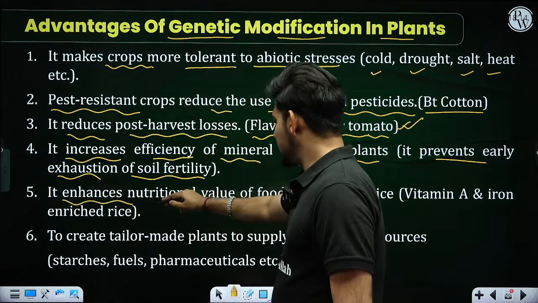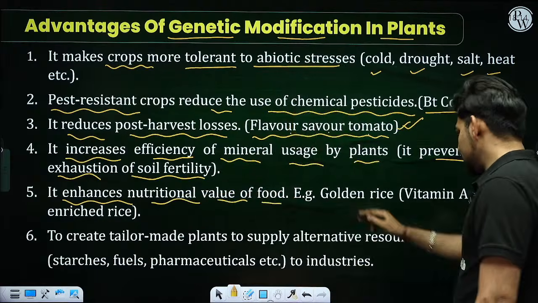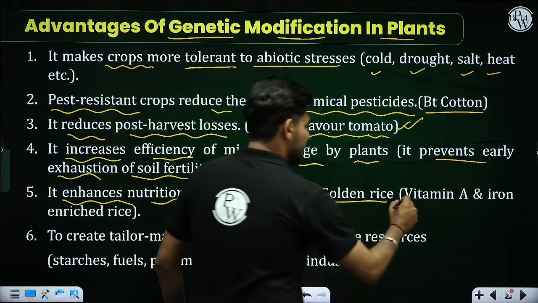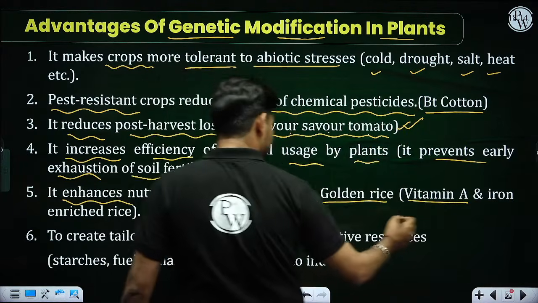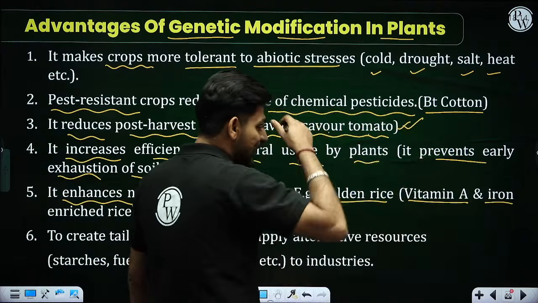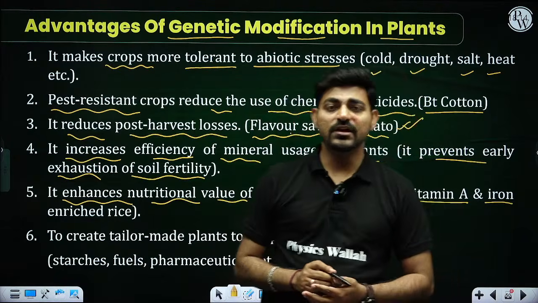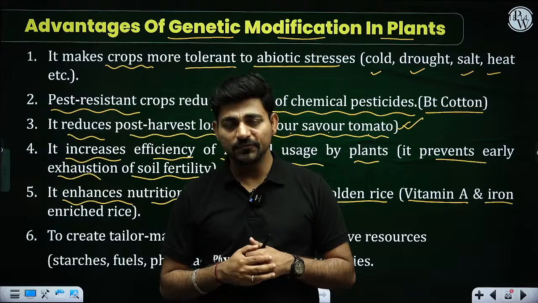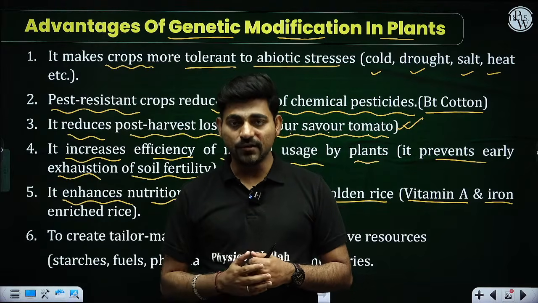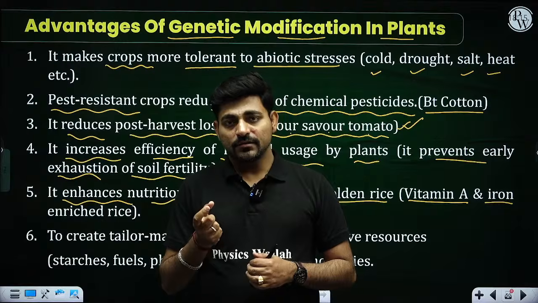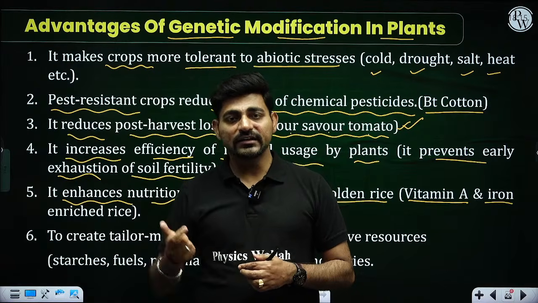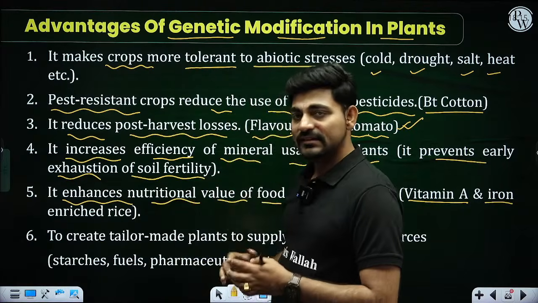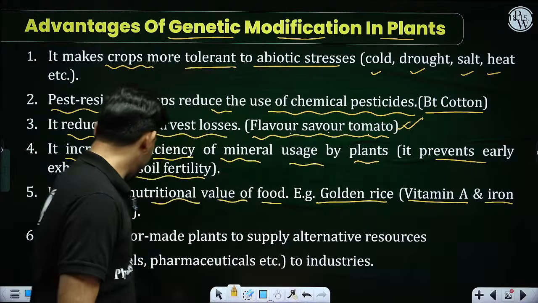It enhances the nutritional value of food, that is the example of golden rice. Golden rice is rich in vitamin A and iron. There was genetic modification done by combining the gene from the daffodil flower plant and a bacteria called Erwinia. So, scientists have taken genes from daffodil and Erwinia and incorporated them inside the genome of rice, and that made a new variety called golden rice.